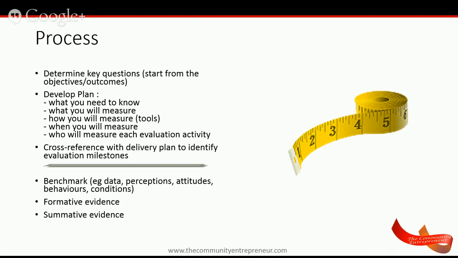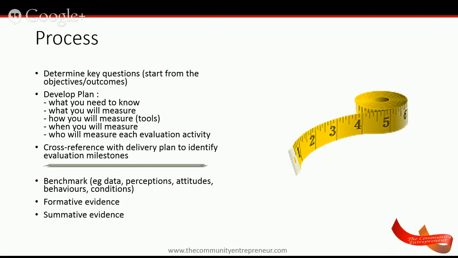And again, who will measure each evaluation activity? Who will do it? It could be just one person, just because it's got to be objective, deciding that they're going to do this, this, and this. Or it might be a disco with the police involved, so the youth worker may be the person who does that part of the evaluation. So that's just an example of a variation of the partners or your project team who do different parts of the evaluation process. And that's when you cross-reference with the delivery plan and identify those milestones along the way.